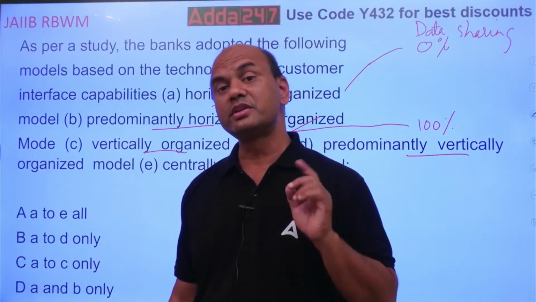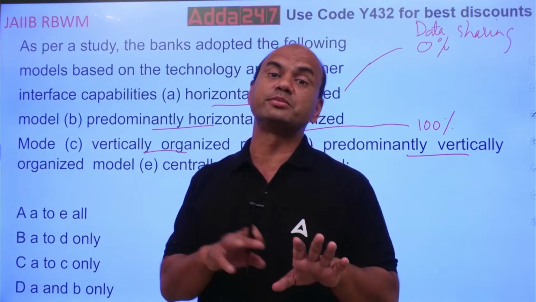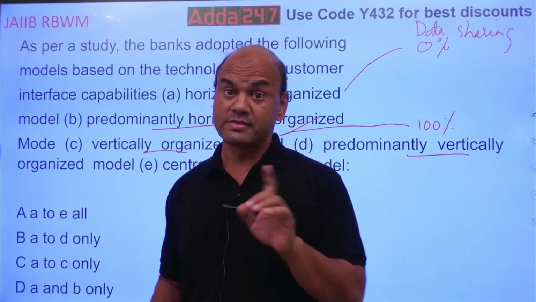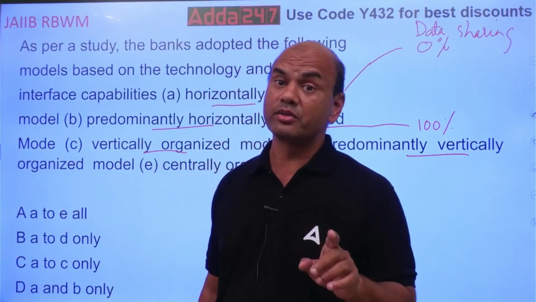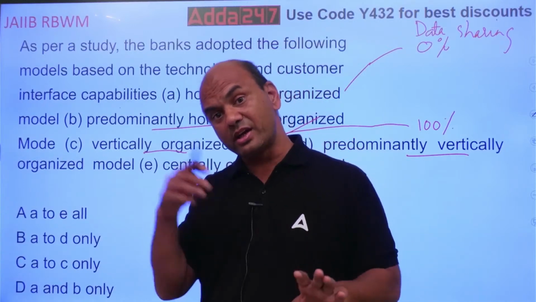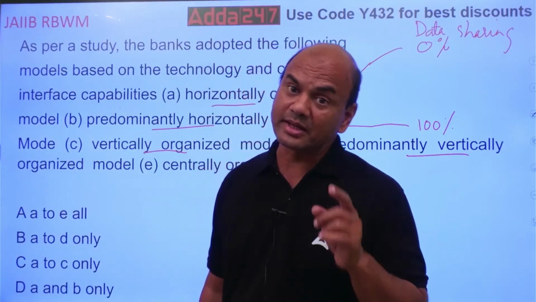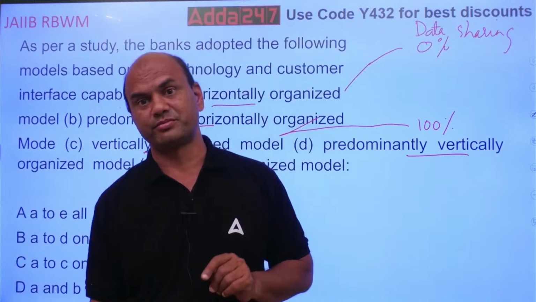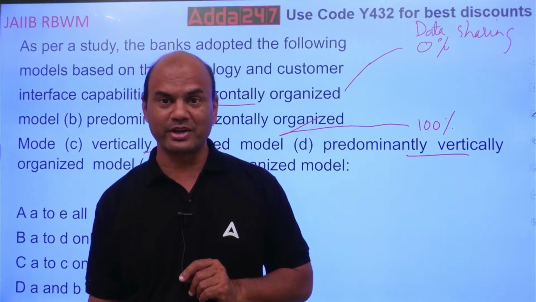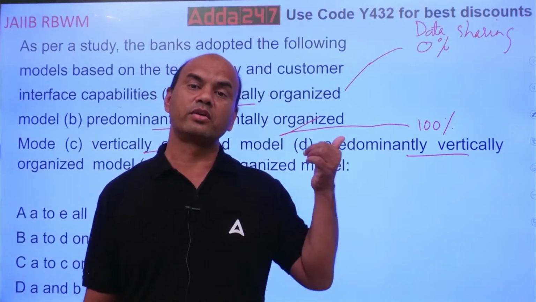Otherwise you'll think SBI Bank will share the data with SBI Life Insurance. These are separate companies. Within the same company, data sharing is allowed. But with different companies, it's not allowed. So data is shared within the same company. So nobody can catch you. Okay, got this point, everyone? So understand this concept of vertically organized and horizontally organized.